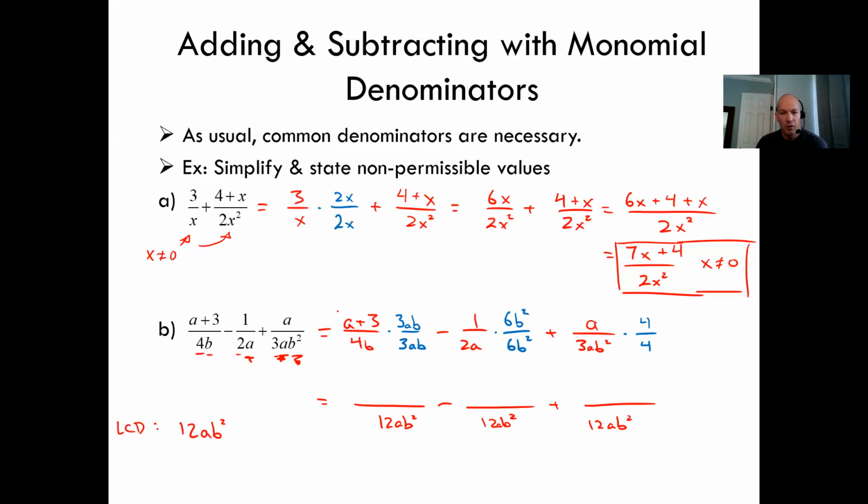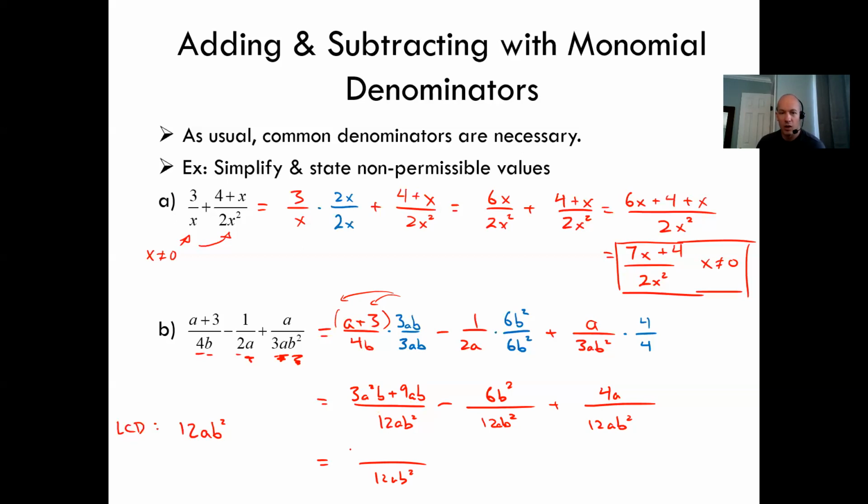So what goes up top here, don't forget that we've got the brackets. So we've got to multiply 3ab in there. So we've got 3a squared b, and then plus 9ab. This one is just 6b squared times 1, so that's easy. That's just 6b squared. And then this one is 4 times a, which is 4a. So that all goes together over 12ab squared. And now we just have to collect the like terms. So we've got 3a squared b, we've got 9ab, we've got 6b squared, and 4a. They've all got different mixtures of variables with different exponents.